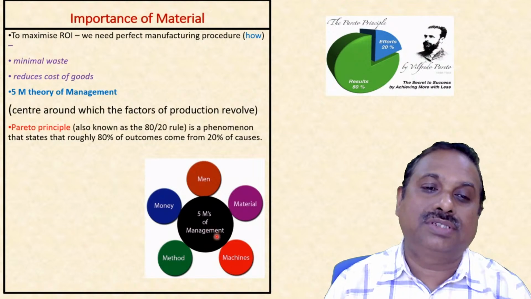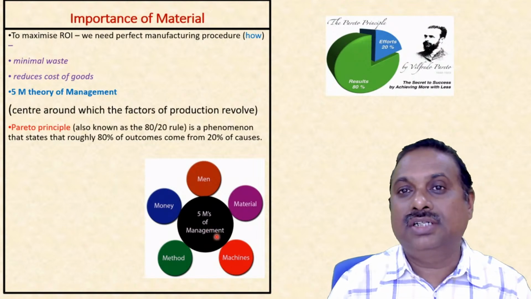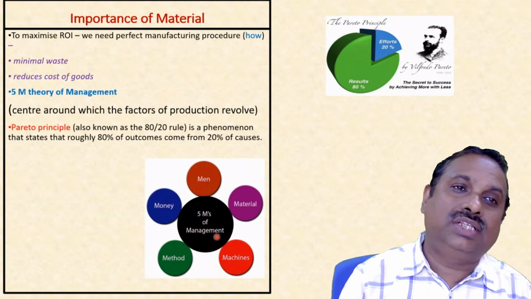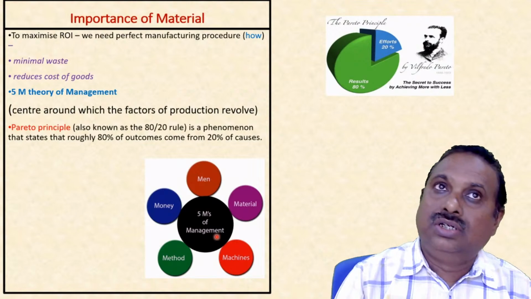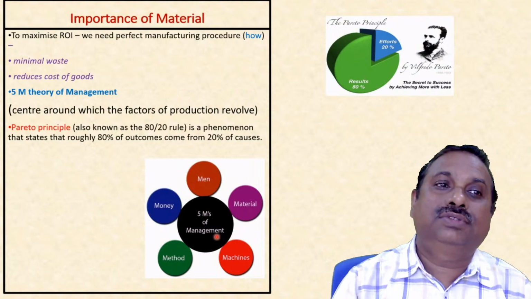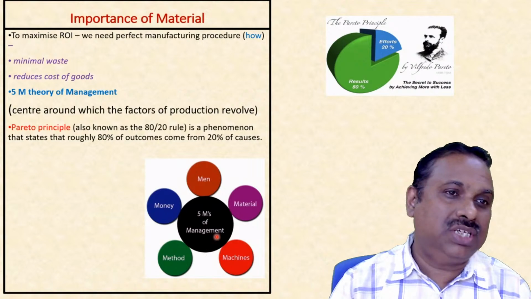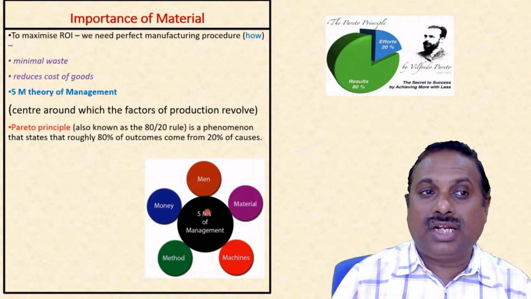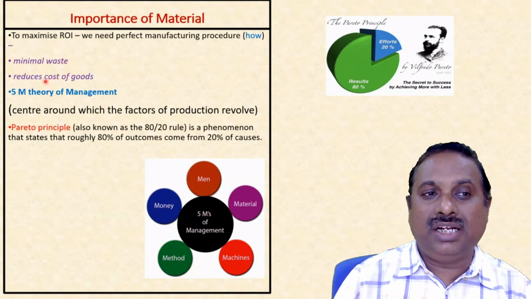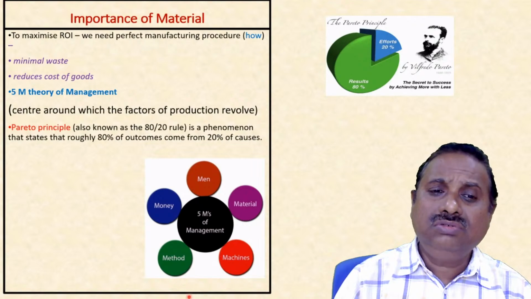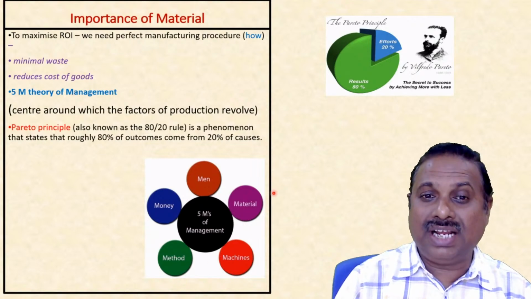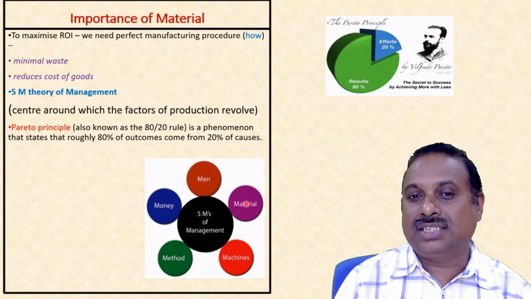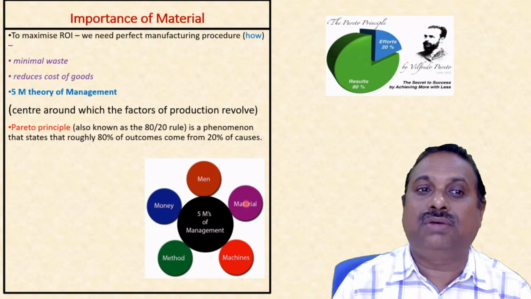Coming to this 5 M's theory of management, every organization wants to increase the ROI, that is return on investment. Mainly there are two objectives. One is to minimize waste, and second is to reduce cost of goods. So here, for waste minimization and reduction in cost of goods, out of these 5, material is important, because we have seen in the last slide that material cost is around 75%.